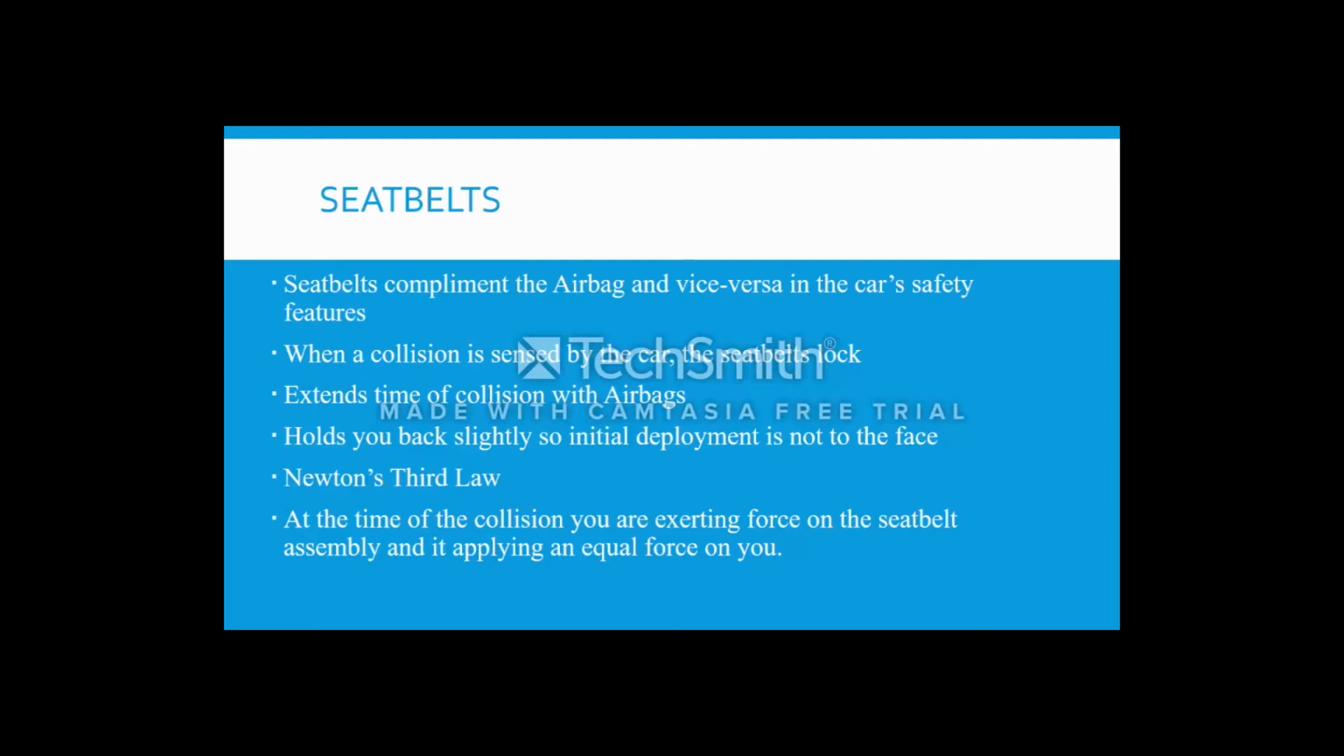So seatbelts complement airbags, and vice versa. In a collision, when it is sensed by the collision sensor, the seatbelts will lock, and it will hold you back on your initial jerk. This will hold you back slightly so that the airbag can fully deploy and does not deploy in your face, because that would be a detriment and would not help you. So this is Newton's third law. When it locks and you have the initial jerk, you're putting force into the seatbelt, and it's exerting an equal force on you.